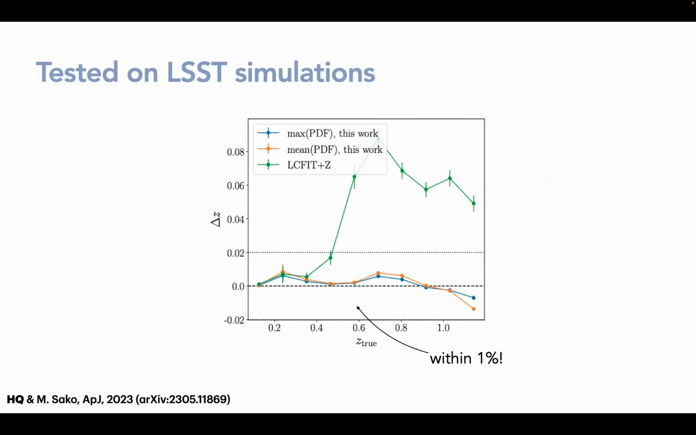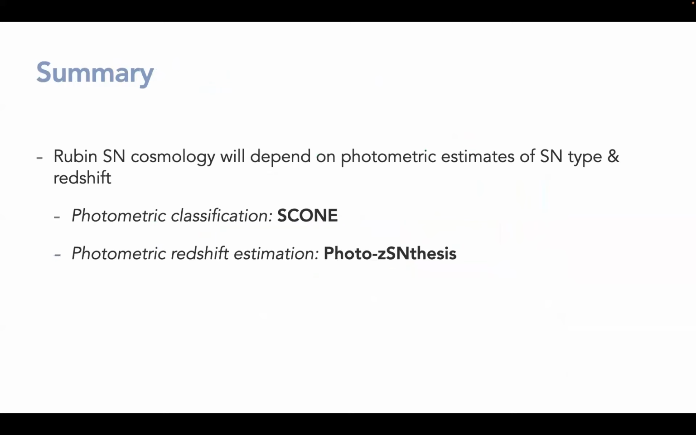And of course, we also tested on LSST simulations, and we see that our estimates still lie within around 1%, even though LSST has a much wider redshift range, which is really exciting. Okay, in summary, Rubin supernova cosmology will depend on photometric estimates of supernova type and of redshift. And I've worked on various things to try to make that happen for us all in the future.